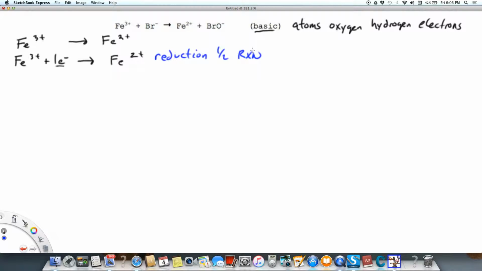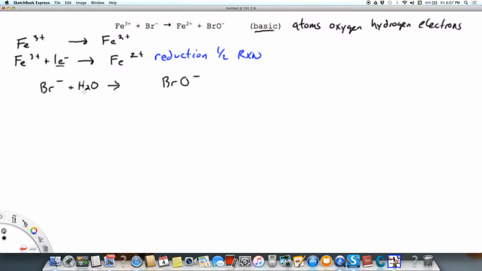All right, so now let's do the other reaction. We're going to do bromide goes to hypobromite. So here we have Br minus and BrO minus. Okay, so our problem here is we've got the same number of atoms of bromine, so our atoms are balanced, but oxygen is not. The only way we can balance out oxygen is by adding water molecules, and I'm going to add 1. Now my oxygens are balanced on each side.